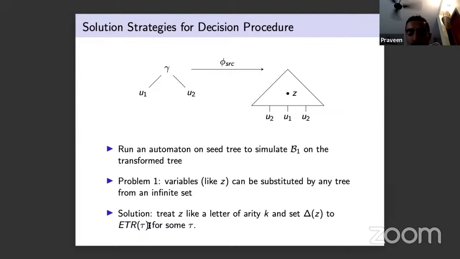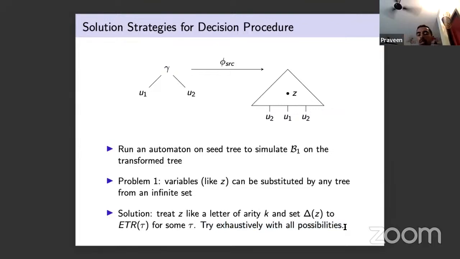Now, which context do we take? We cannot decide that a priori. So what we do is just use brute force and try exhaustively with all possibilities. Just like we have seen in the previous slide, this will come from only a finite set. Although it's a huge number, there could be exponentially many possibilities here for this extended transition relation, but at least we get a decision procedure. So this is the strategy for overcoming problem 1.